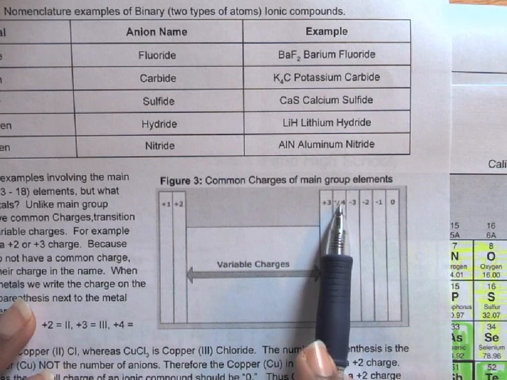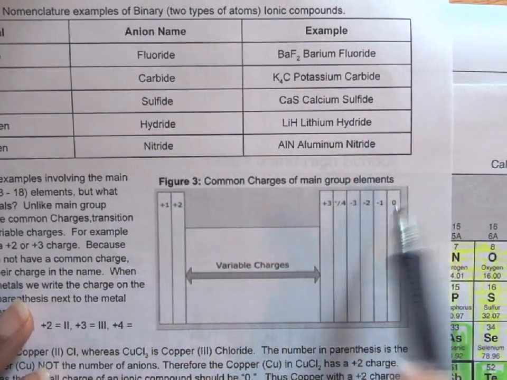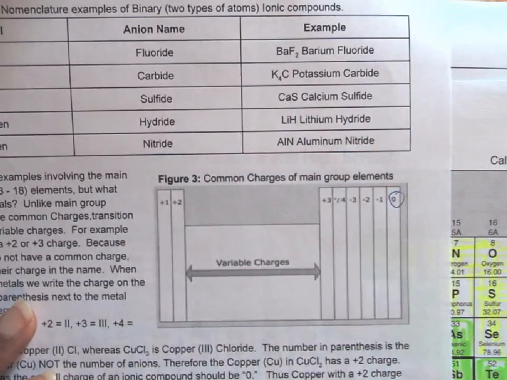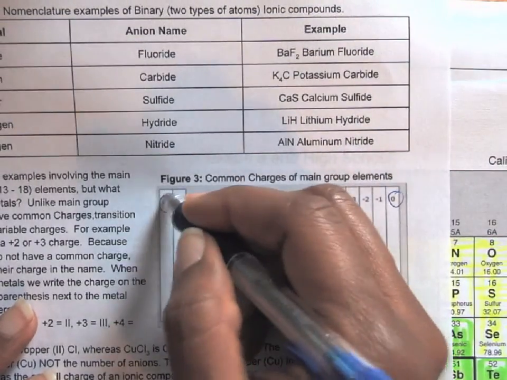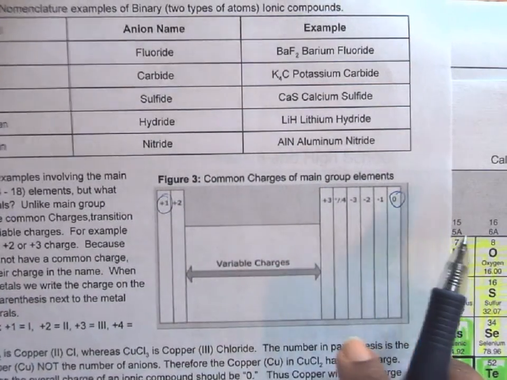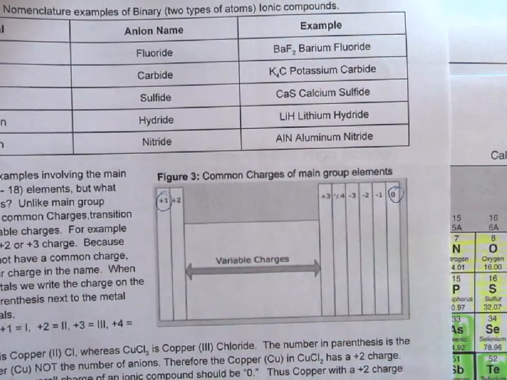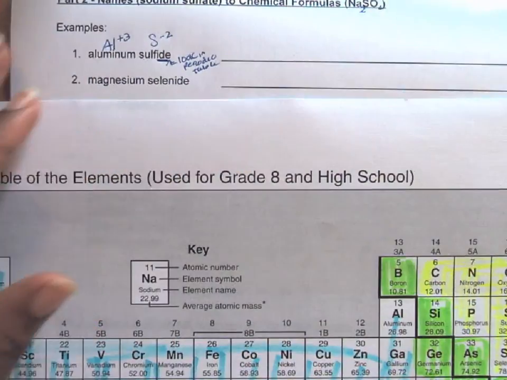And then here, it starts to go down to the negative side: -3, -2, -1, 0. So if you know that the last group, the noble gases, has a 0 charge, and then this group here has a +1 charge, that can help ground you into where you need to go, okay? But anyway, sulfur has a -2 charge. Now, how are we going to use that information?